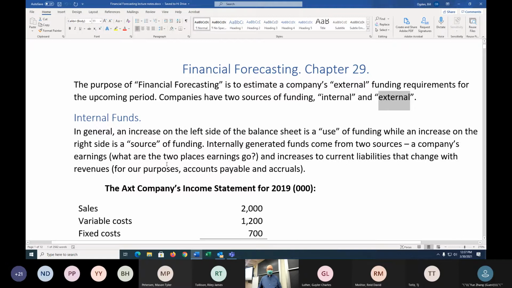And for our purposes, we will include only accounts payable and accruals. And that's not an over-the-top simplification, because the only difference is if you download a 10K, you'll find more than one payable account, you'll find more than one accrual account, and that's fine. But so I just lump everything together as just accounts payable and accruals, right?